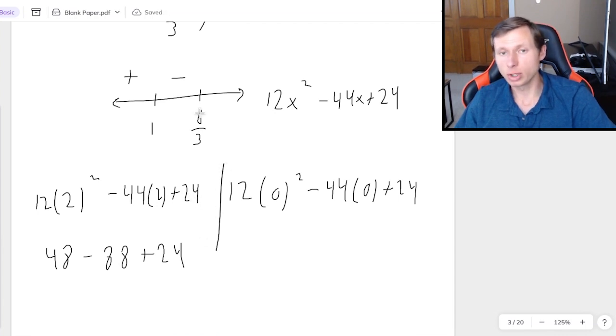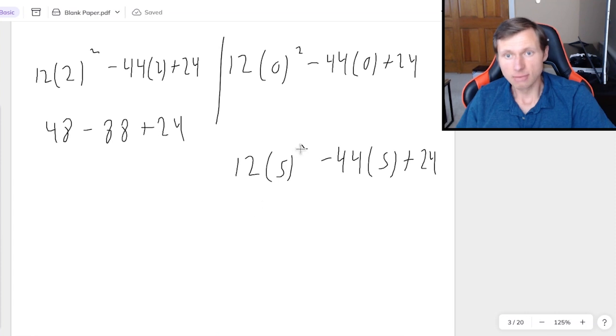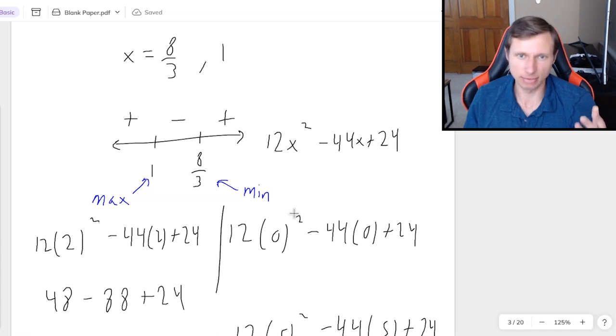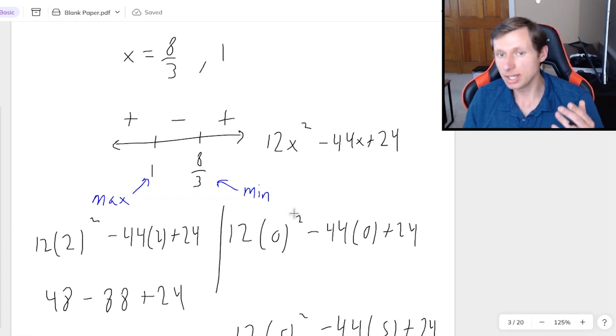And then I just have to test a point greater than 8/3. Let's test 5 or something. 12 times 5 squared minus 44 times 5 plus 24. 5 squared is 25. 25 times 12 is 300 minus 220 plus 24. And this one's definitely going to be a positive result. Okay, so it looks like 1 is our relative max and 8/3 is our min, which is bad. I don't want the min, I wanted the max area of this box. So x equals 1 is going to be the answer.